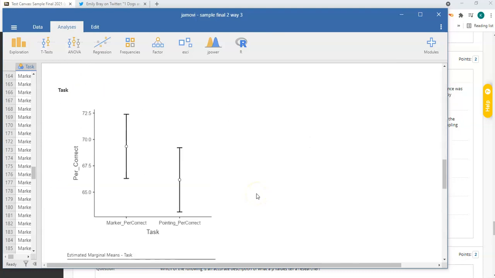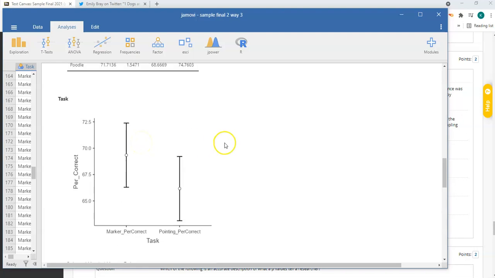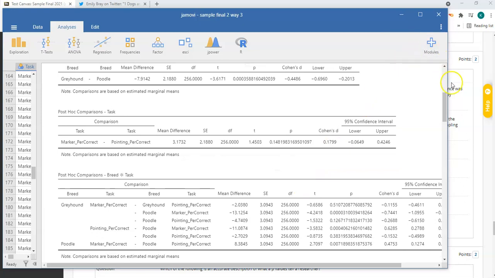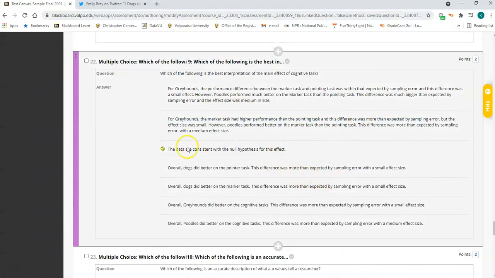And if you look at the task, if anything, they did better on the marker than the pointing. But again, that p-value, you should probably withhold your judgment on this because the p-value is not compelling. Maybe they would do better if we had a bigger sample and we had enough statistical sensitivity to detect this difference. But it looks like this difference on task is very small. So that might not have practical importance, something that's that small. So let's go back and see what we did here. And yeah, it looks like the best interpretation of the cognitive task is that the data are consistent with the null. That's the best answer here.